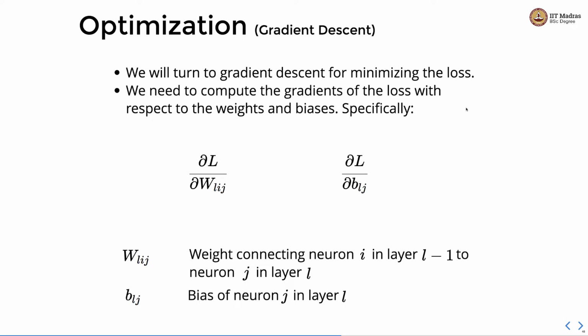We'll use gradient descent for minimizing the loss. We need to compute gradients of the loss with respect to weights and biases. So specifically we calculate the partial derivative of loss with respect to weights and the partial derivative of loss with respect to biases. Here W_L_ji is the weight connecting neuron i from layer L-1 to neuron j in layer L, and B_L_j is the bias of neuron j in layer L.